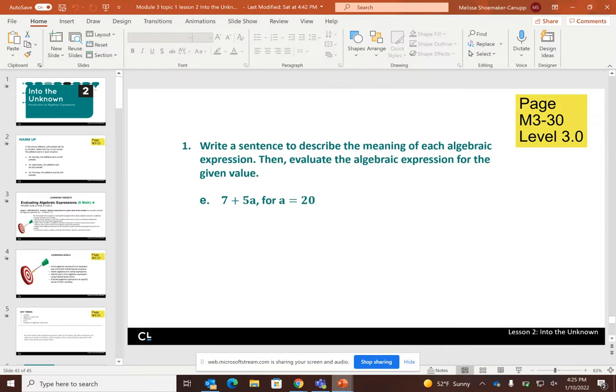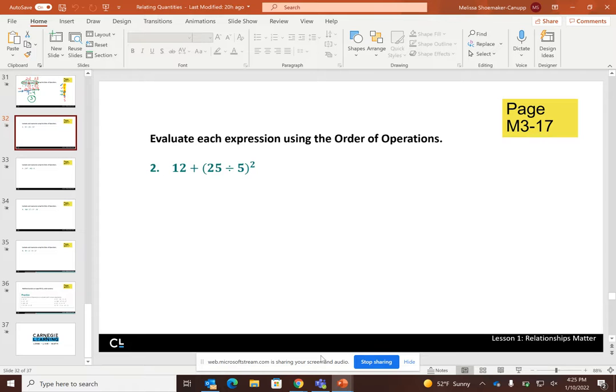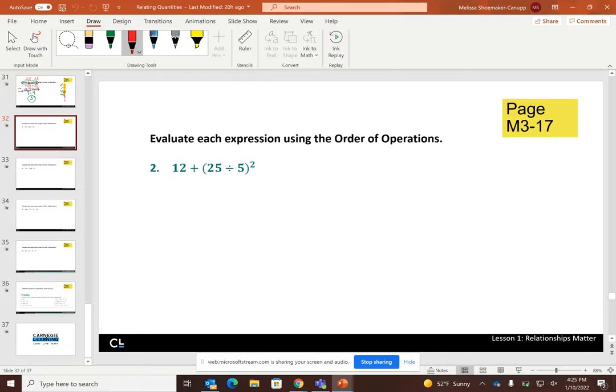Okay, so this video is going to be on page M317, and we are going to do a couple of examples. So you can pause this and try on page M317, number 2, where you're evaluating or solving each expression. Remember, we're following the order of operations. Okay, so pause if you want to try it. Okay, now if you've done this on your own, you can check yourself.